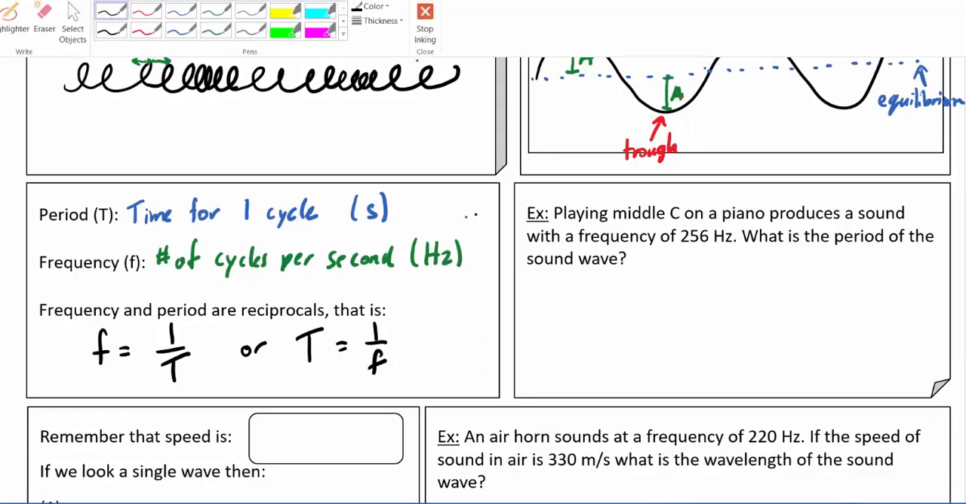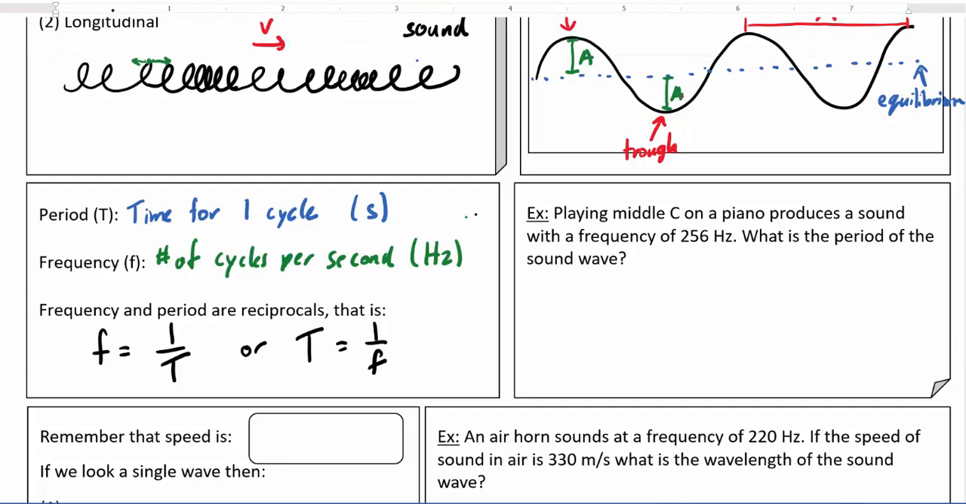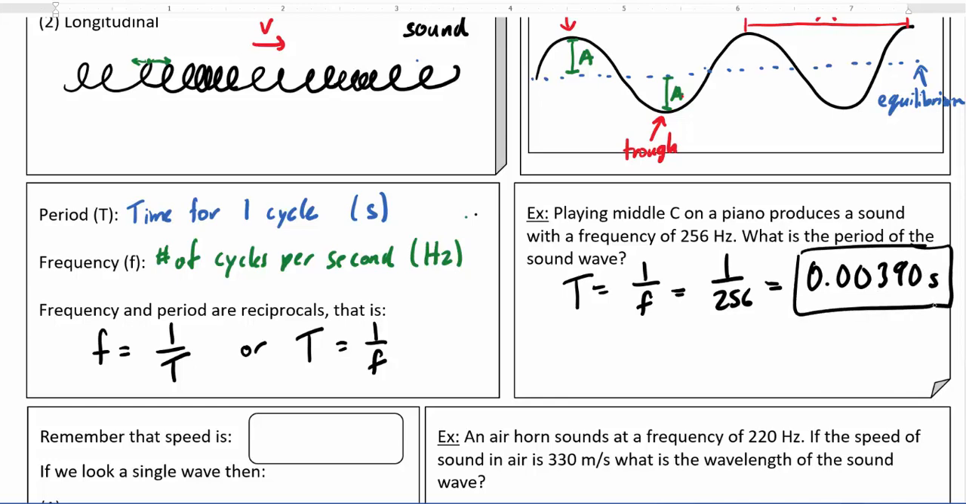So let's do this problem right here. Playing middle C on a piano produces a sound with a frequency of 256 hertz. What is the period of the sound wave? Well, the period of a sound wave is 1 over the frequency, which is 1 over 256, which in this case would be 0.00390 seconds. So what that means is, when you play middle C on a piano, the wave that propagates through the air as a result causes those air molecules to vibrate back and forth very quickly. They vibrate back and forth in a time period of just about 4/1000ths of a second, which is very, very quick.